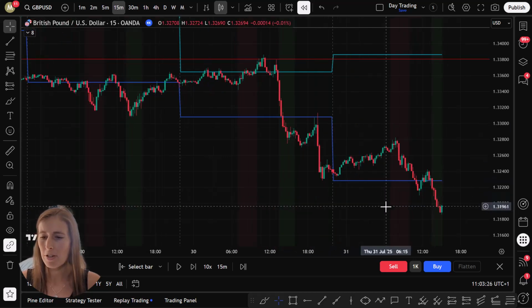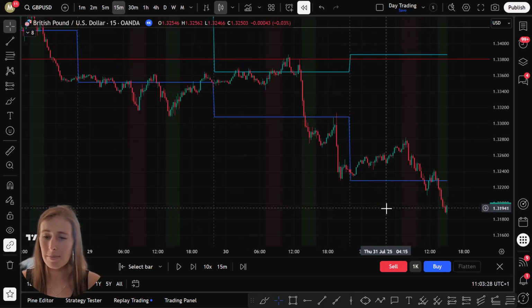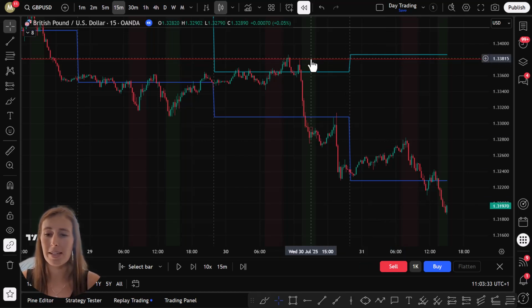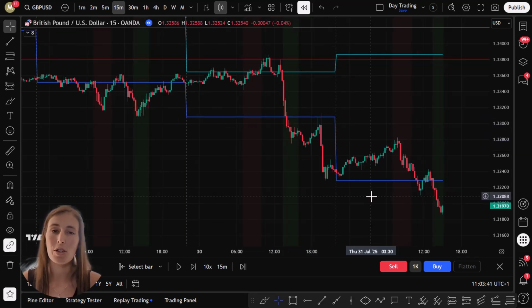However, on the Thursday, the reason I'm telling you this is because it's important to note that my bias was definitely short. We had a break below this key daily level. We have been trending lower all week, breaking the previous daily lows. From that, I was looking for a short position on the Thursday.